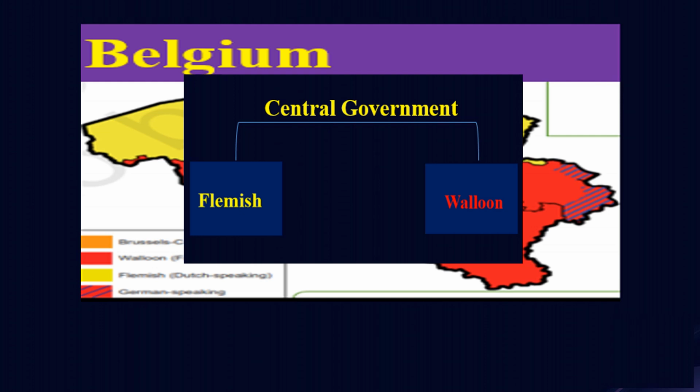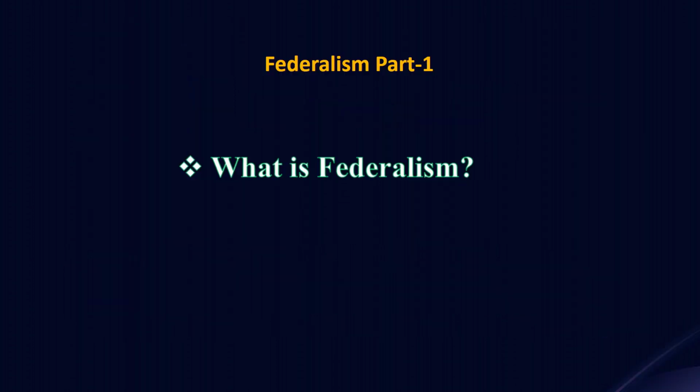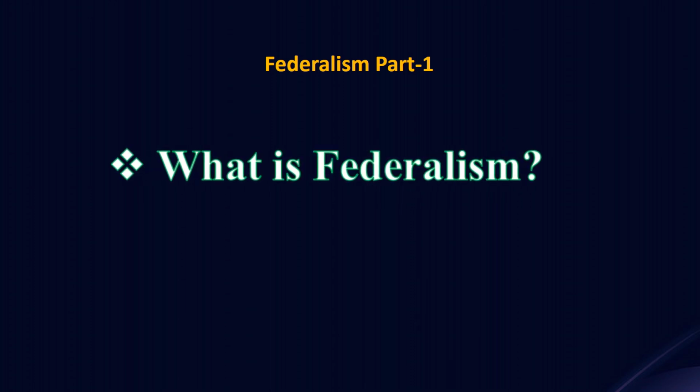The Belgian government reduced the power of the central government and gave it to the regional governments. This means that regional governments were given constitutional power. They were no longer dependent on the central government. Thus, Belgium shifted from a unitary system of government to a federal system of government. So, what is a federal system of government, or federalism?